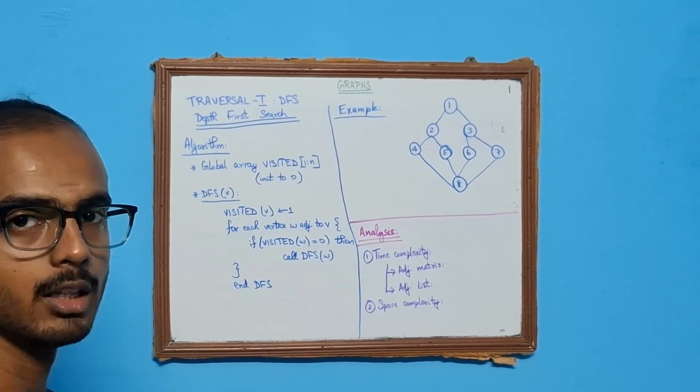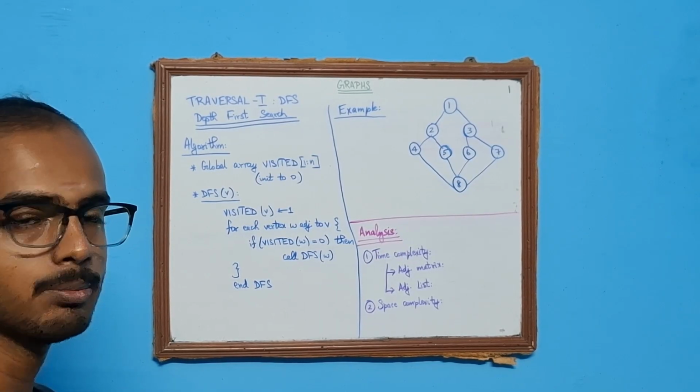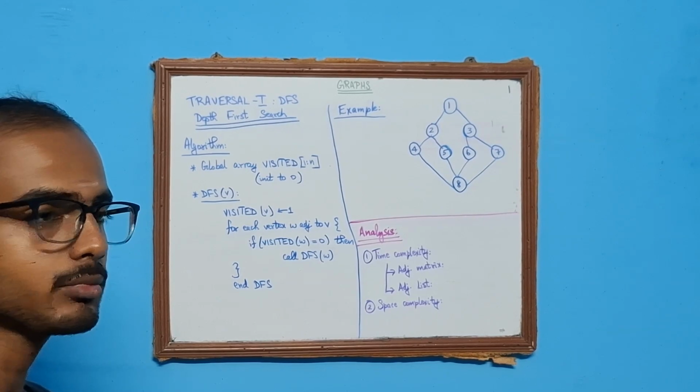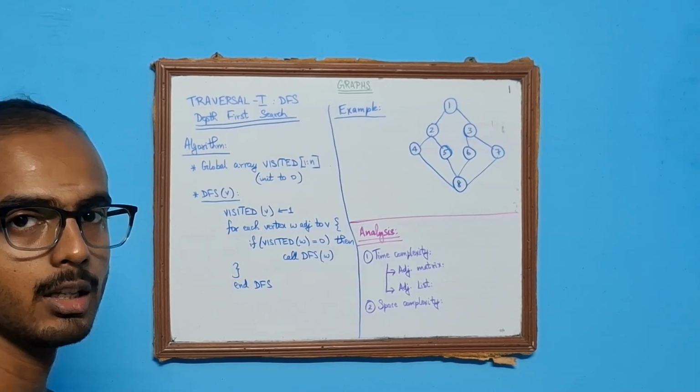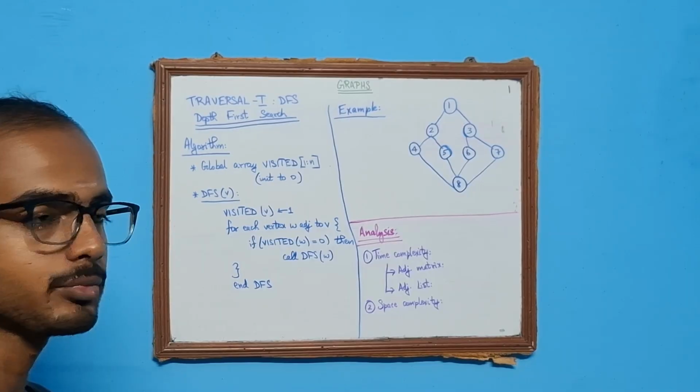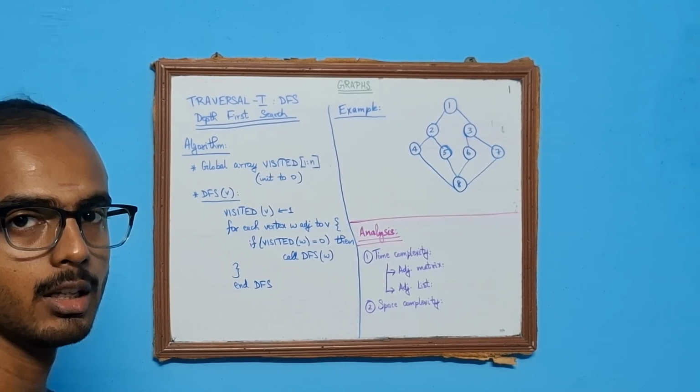Now this will become 1. Visited will become 1 here, right? Next, what we have to do, for each vertex w adjacent to v. How many vertices are adjacent to this? So now we'll print the value also. If you need, you can print the value here. So the recursive call will print 1.